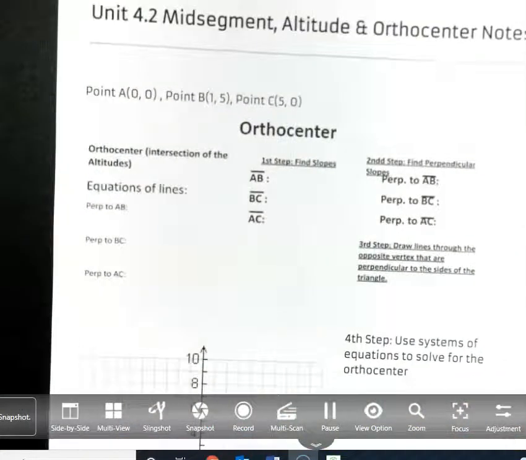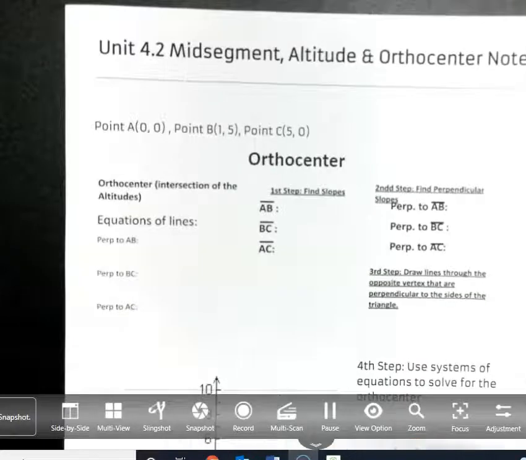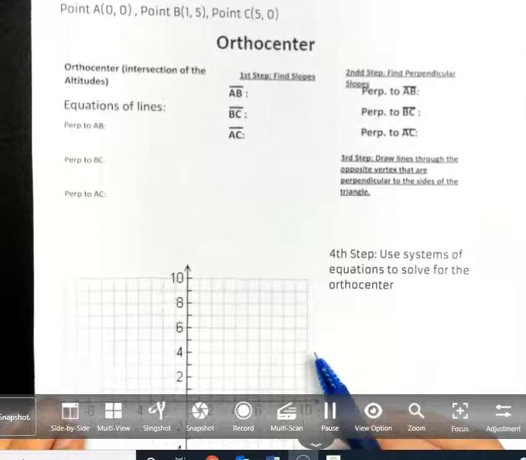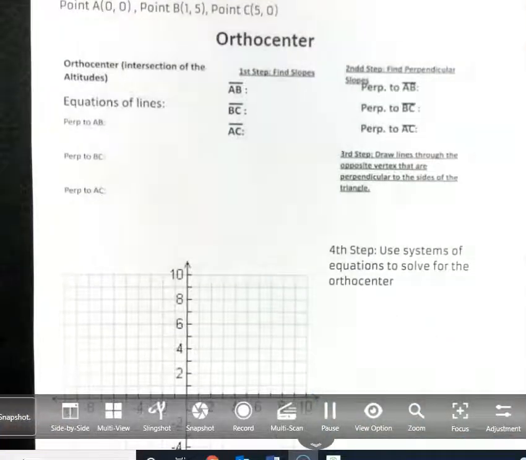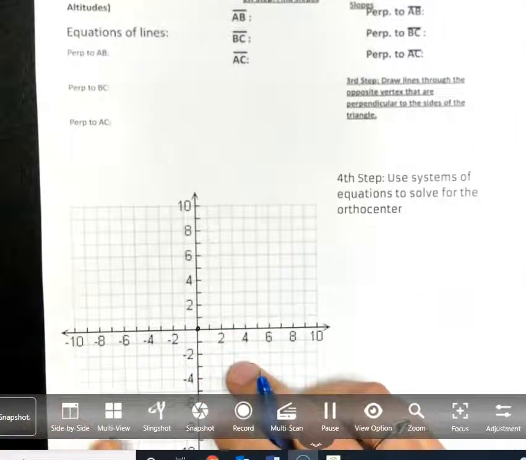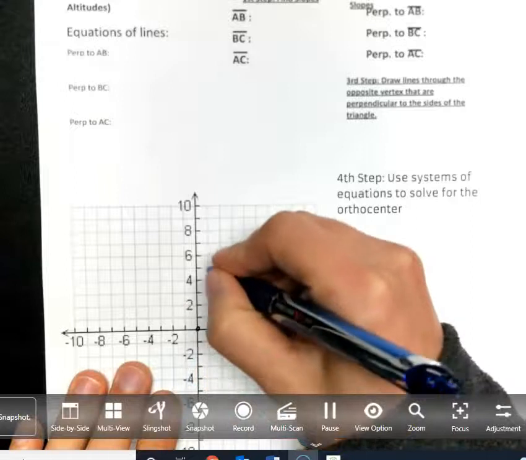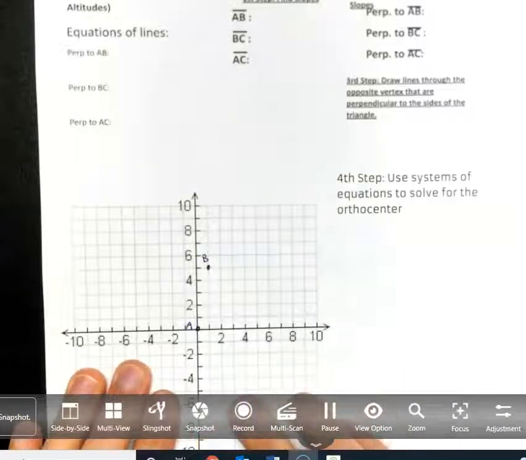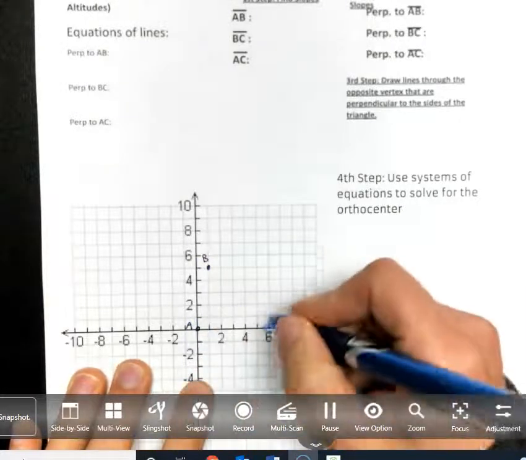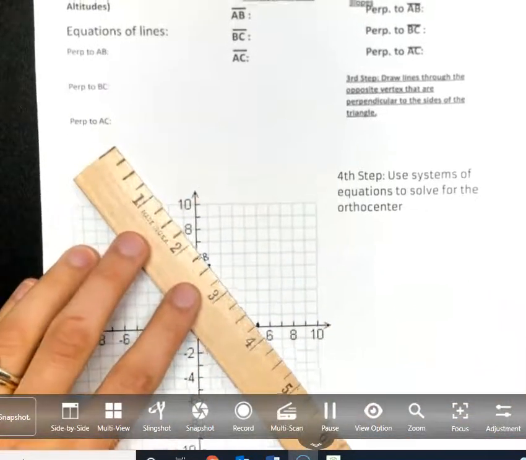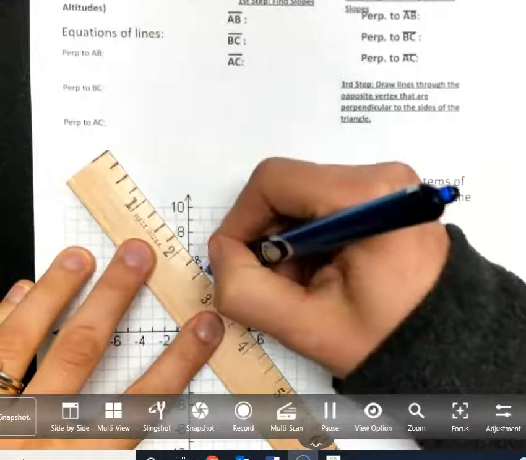All right, so to calculate the orthocenter, I have 3 points. So the first thing I'm going to go ahead and do is graph those points. So let's see. Point A is at the origin, so that's right here. And then point B is at 1, 5. So 1, 5 is right here. So this is A, this is B. And then point C was at 5, 0. So that's right here. And then I'm going to go ahead and connect those to create my triangle.